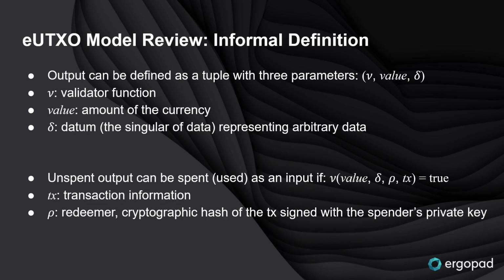This is an informal mathematical definition of what UTXO is. You can just think of an output as a tuple of three parameters: a validator, a value, and a datum. And an output can be spent or used as an input if the validator function, whose parameters are the value, the datum, the redeemer, and the transaction context, all evaluates to true. The transaction is the transaction information, and the redeemer is the person who is able to sign the transaction and spend the box.